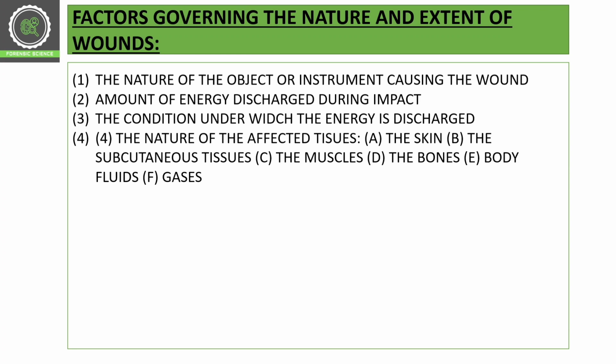If you want to classify injuries and different types of wounds, then we can classify on the basis of factors which govern the nature. We have different natures of wounds, right? These factors will greatly affect the types of wounds we will be getting on the skin and on the other tissues or objects. Here we have four different types of factors which majorly govern the nature and extent of wounds.